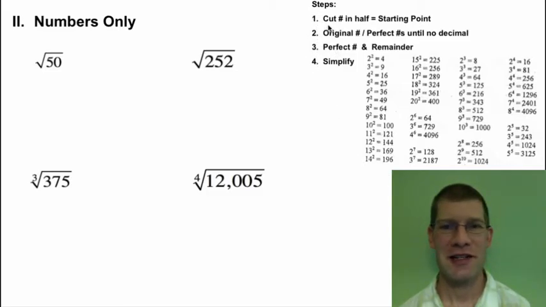But the steps are going to be this. You take your original number, so in this case it's 50 for my first example, and you cut the number in half.